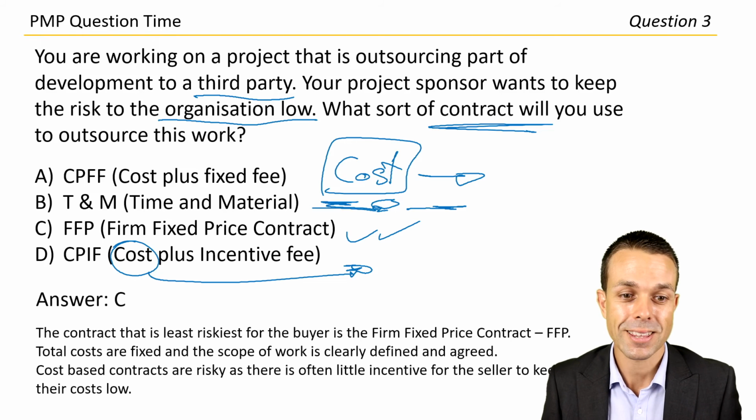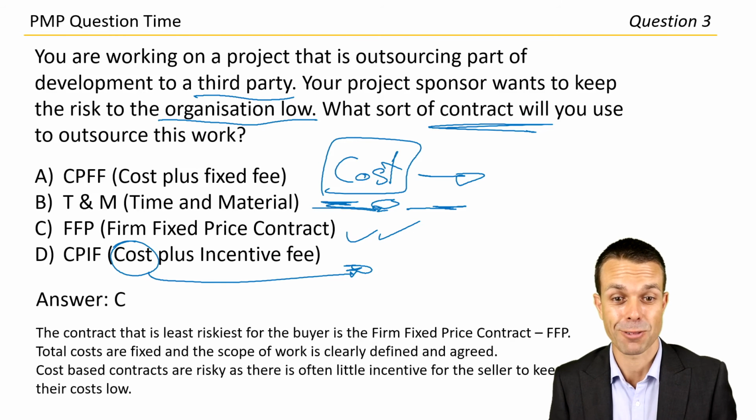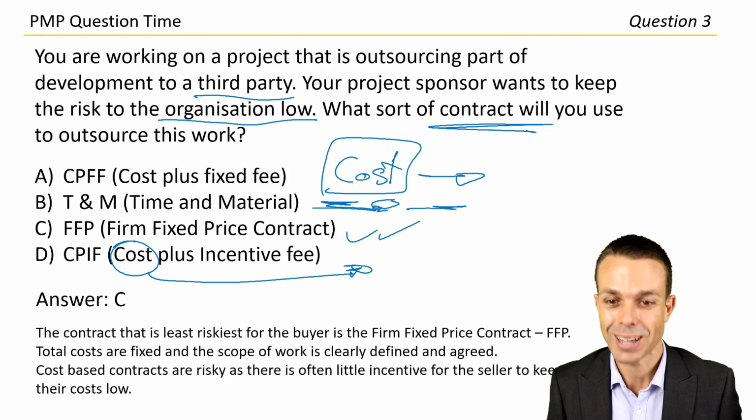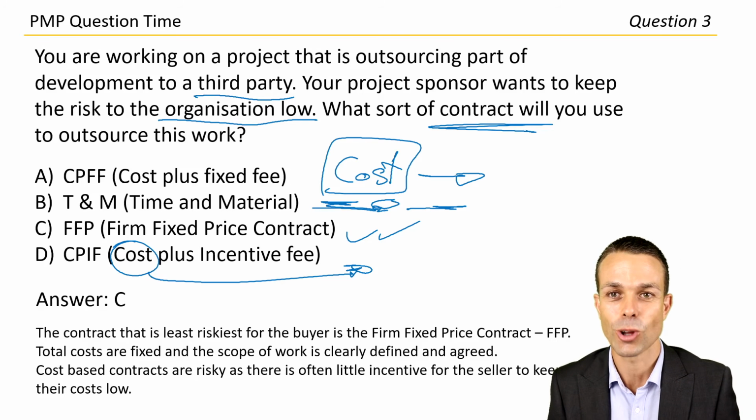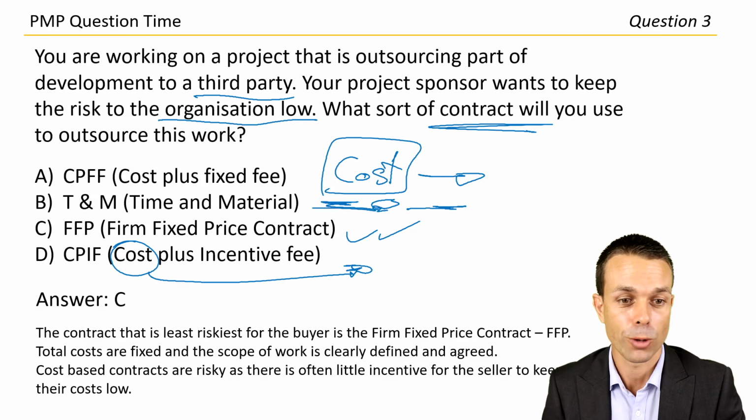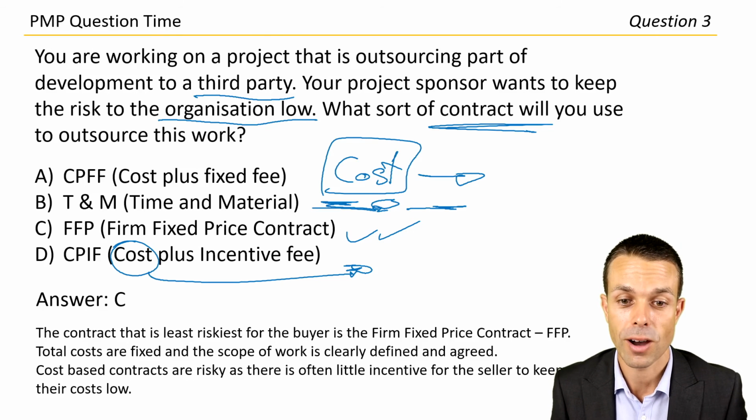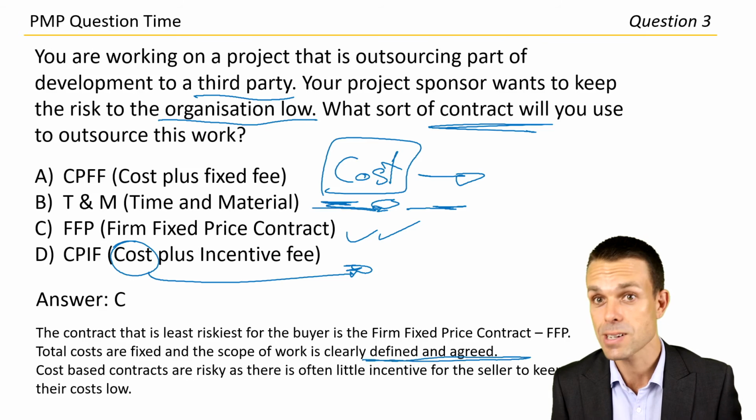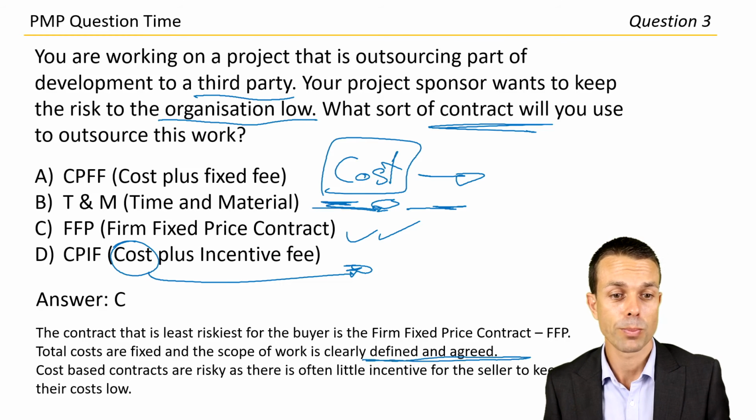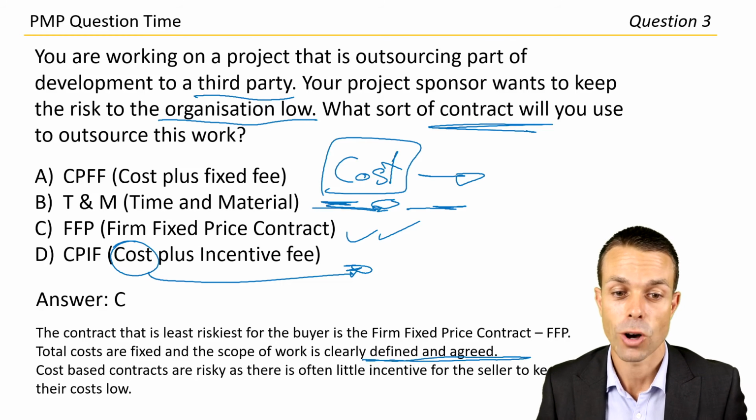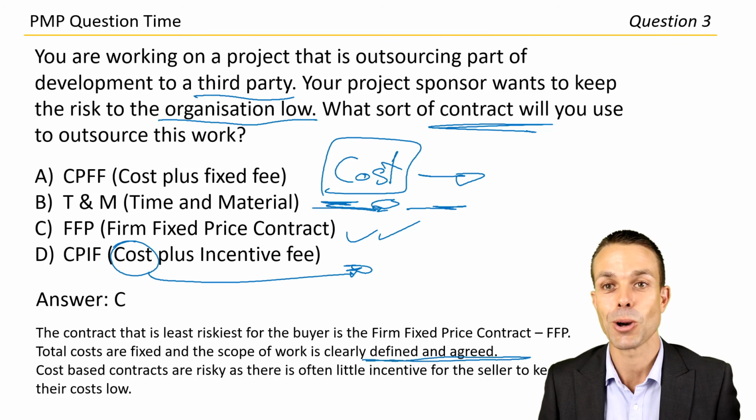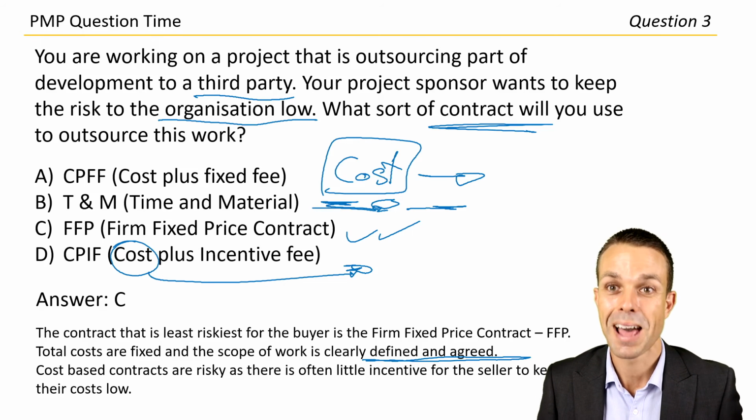The contract that is least risky for the buyer is the firm fixed price contract. Just one set in stone. You know exactly what you're paying. So the total costs are fixed and the scope of work is clearly defined and agreed upon as well. That's actually quite important. So cost-based contracts are risky as there's often little incentive for the seller to keep their costs low, of course. That's question 3.